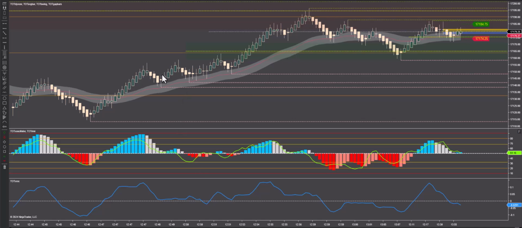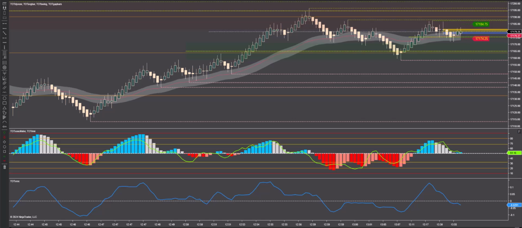So again, above the highway, full body green, below the highway, full body white, above the zero line blue, and the green line above the zero line, and the Xroc above the zero line. So that's the rules in place for those gap bars.